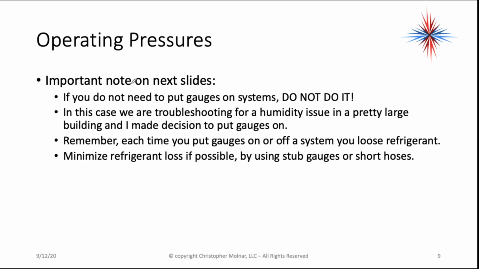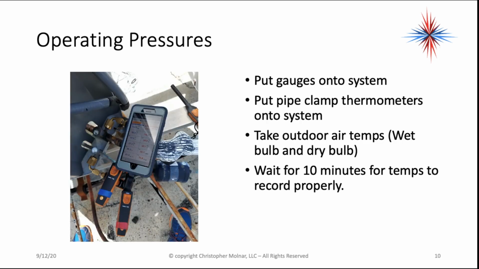You should always use low loss fittings. Put the gauges onto the system. Put pipe clamp thermometers onto the lines as well. Take outdoor air temps, wet and dry bulb. Both are important. Wait 10 minutes for temps to record properly. Pressures are sort of instantaneous, but temperatures take a little bit longer for those pipe clamp thermometers to actually register. In this case, I'm using the Testo set of tools, so it's a Bluetooth connection to my phone.